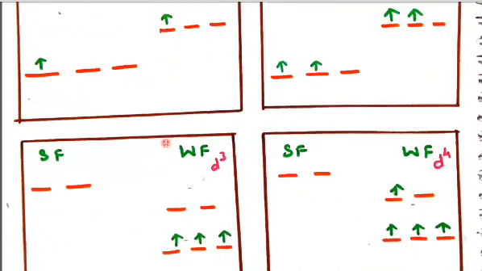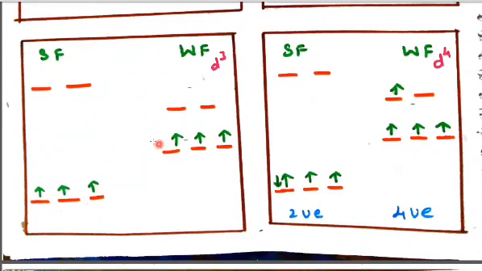Then in case of d3, no problem. 2, 3 electrons, no problem. Strong field, and this is weak field. In strong field, there is a large gap. I mean, the gap is high, the energy is very large. So the electrons go 1, 2, 3 into the t2g set.